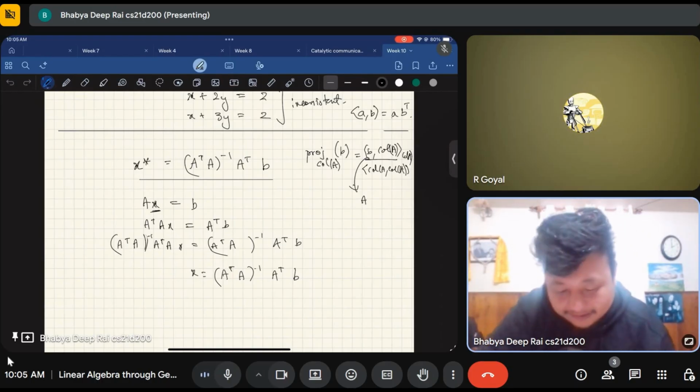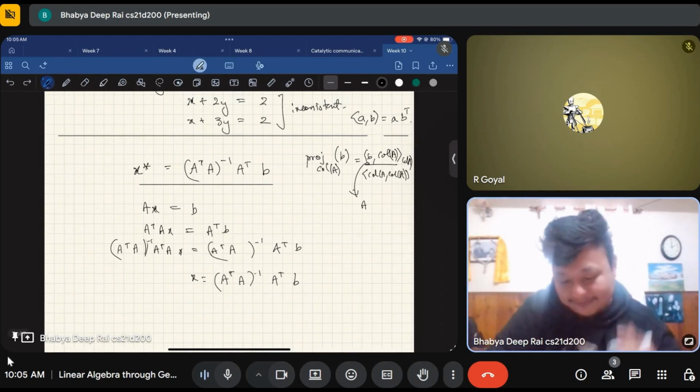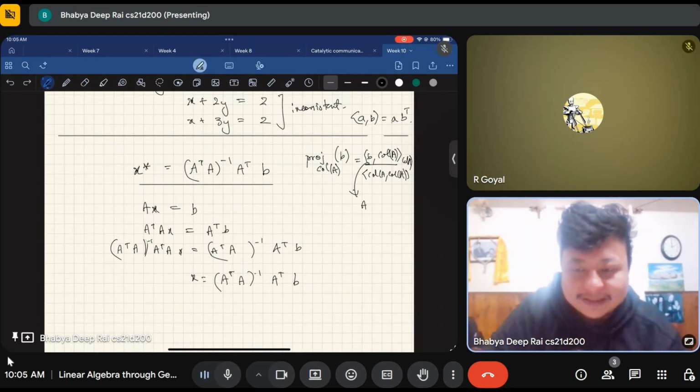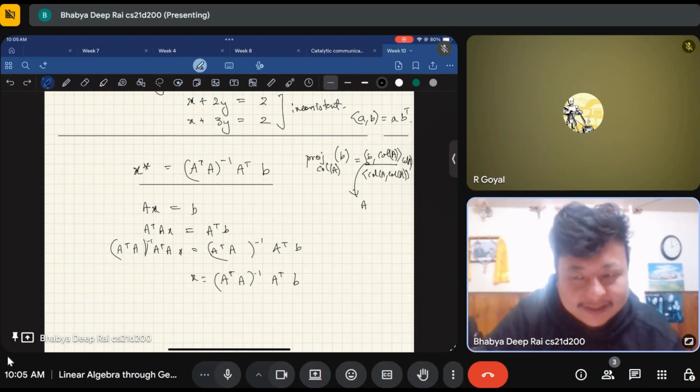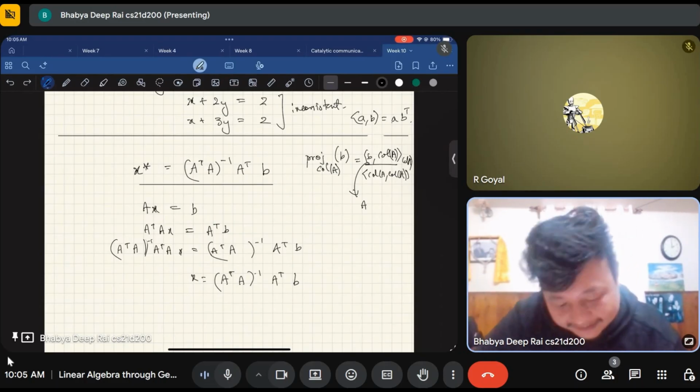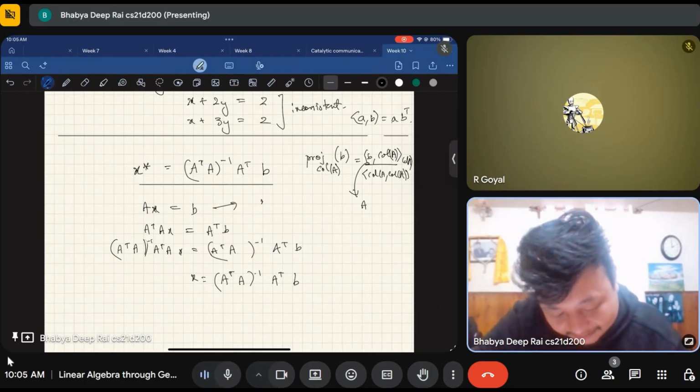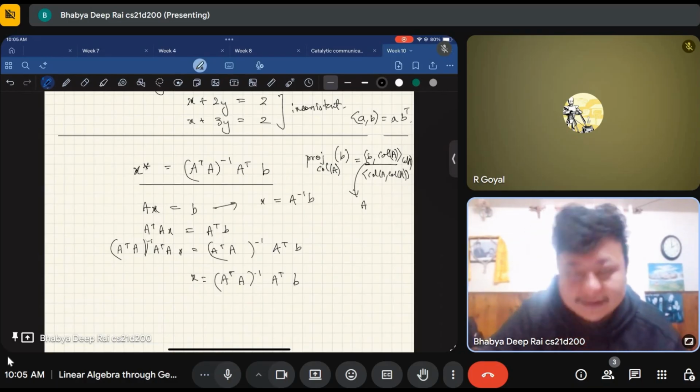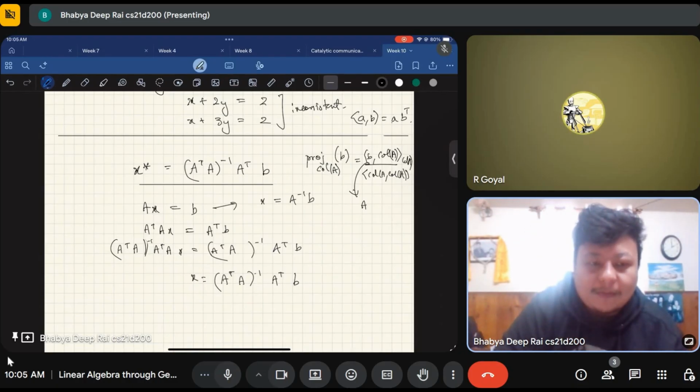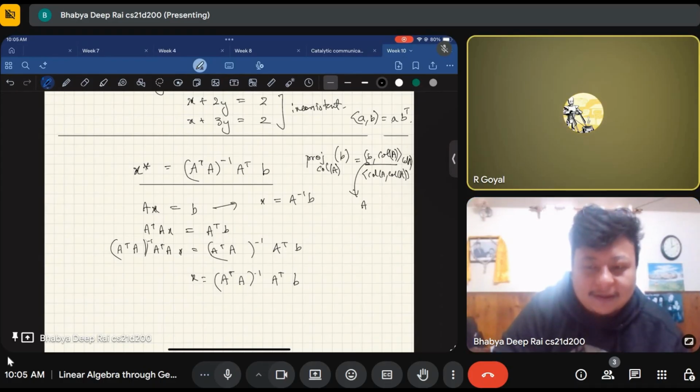See, the only case when finding the value of x is possible is when the system is consistent, which means an inverse exists. So it is only possible when x equals A inverse B. Yes, that's right.